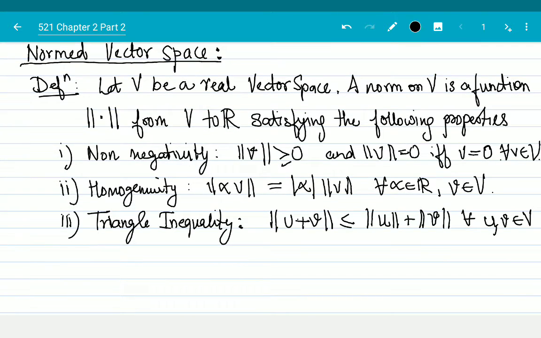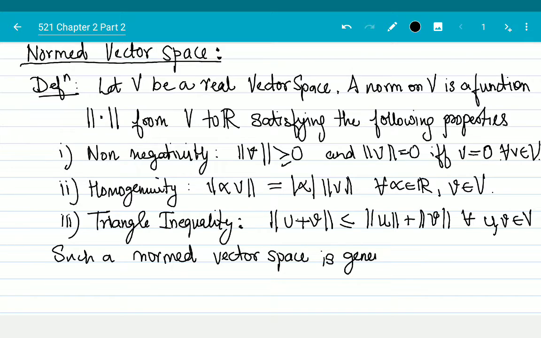Such a normed vector space is generally denoted (V, the norm). Okay?